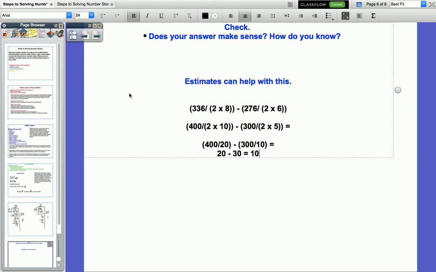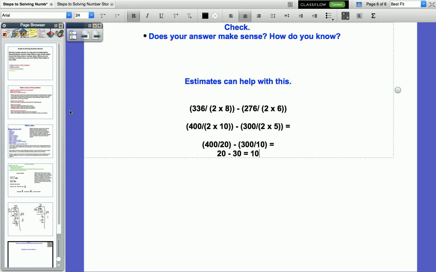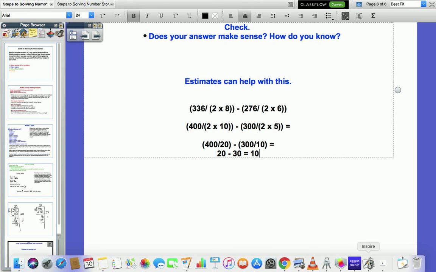So it just depends on what your estimate is, but estimates are a great way to check to see if your answer makes sense. But you can also just think, does it make sense? You're probably not going to pay $500 for each ticket. So if you come up with a huge number like that, then you probably need to go back through and try a different method and see if you can figure out why you went wrong.